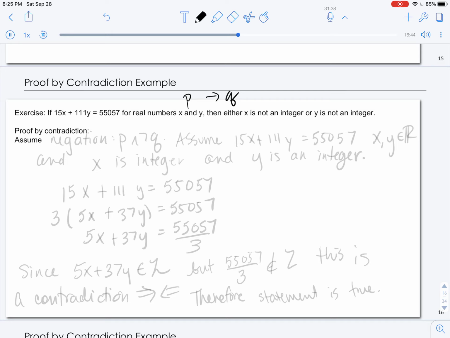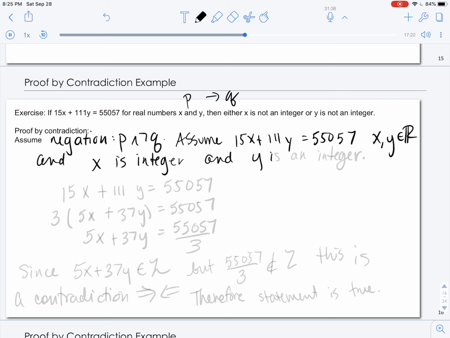So the first thing we have to do is assume the negation, and the negation is going to be P and not Q. So let's write that. We're going to assume that our equation is true, and x is an integer and y is an integer.